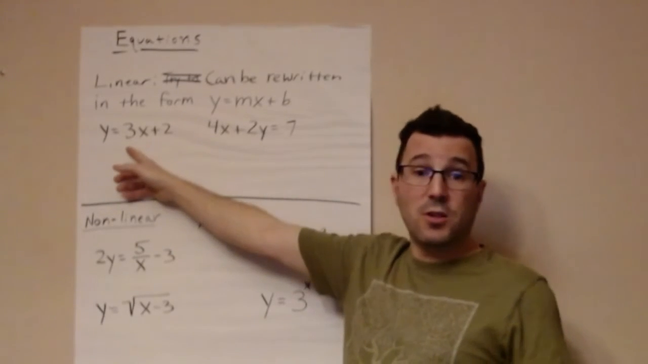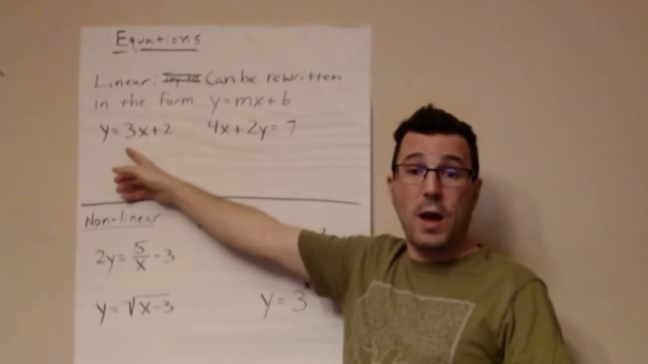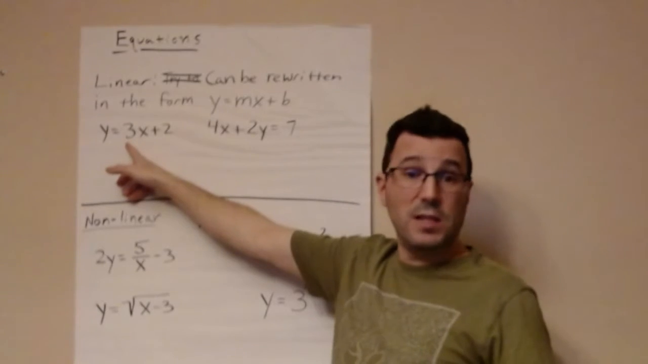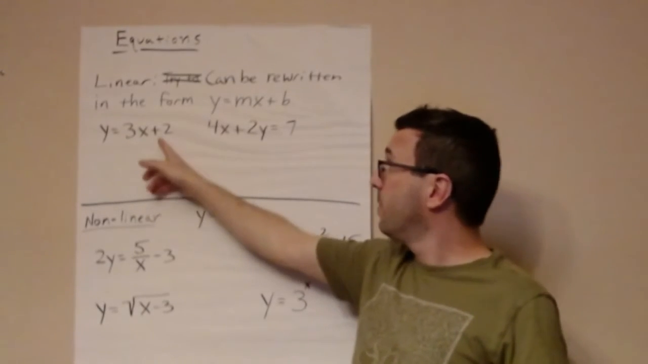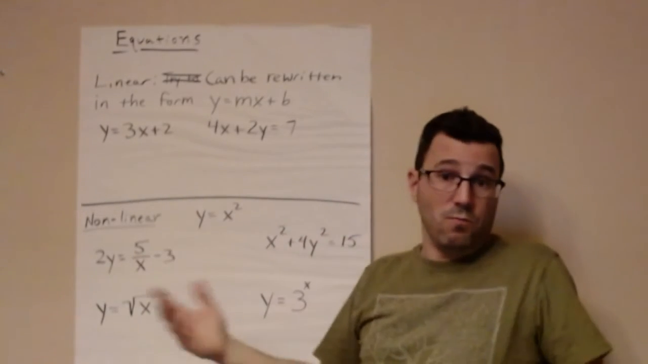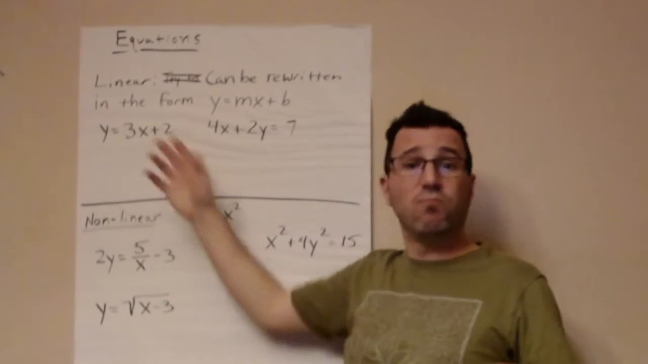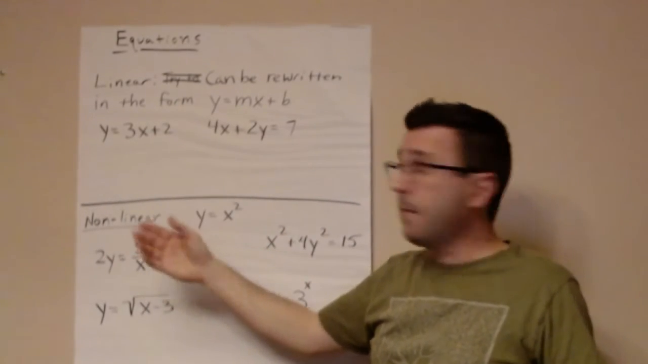Now, these are both examples of linear equations. This one's nice. It's already written in y equals mx plus b form, or slope-intercept form. We see that its slope is 3, its y-intercept is 2. So, okay, I have a constant slope, so it's linear.